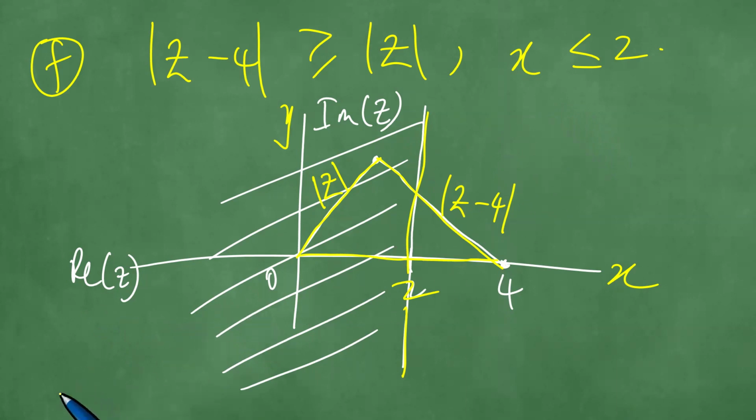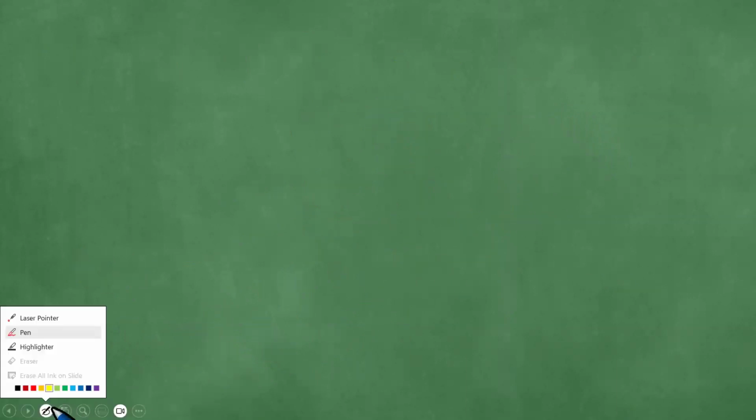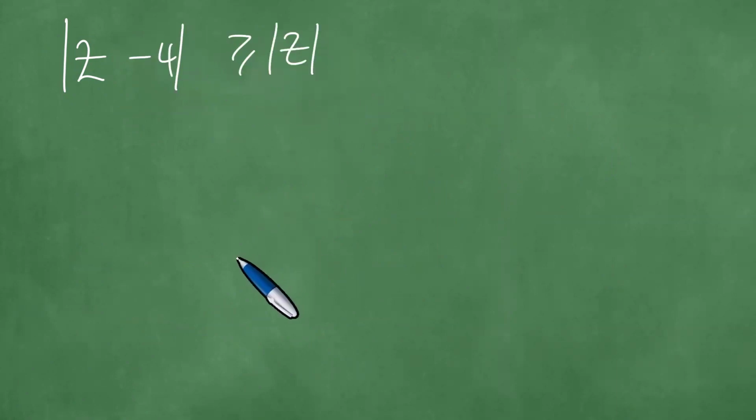And now I want us to describe this set. If you're looking at modulus of z minus 4 greater than or equal to modulus of z. Oh, goodness me. Okay, we continue, please.